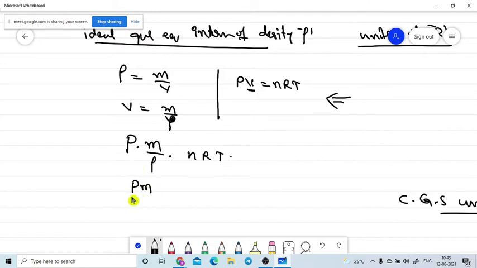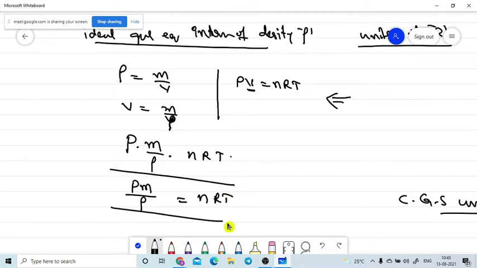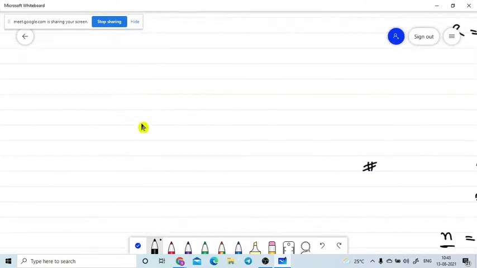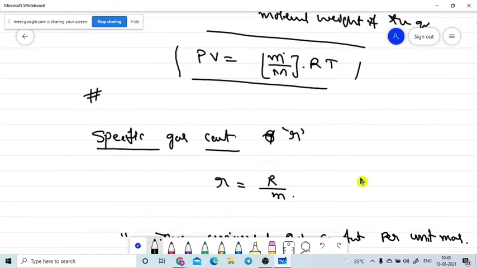So Pm divided by rho is equal to nRT. This is the formula in terms of the density. No issue, na? I just substituted the equation in terms of the general density formula. The same formula, if we bring this one, I am taking this term in the Boltzmann constant also.